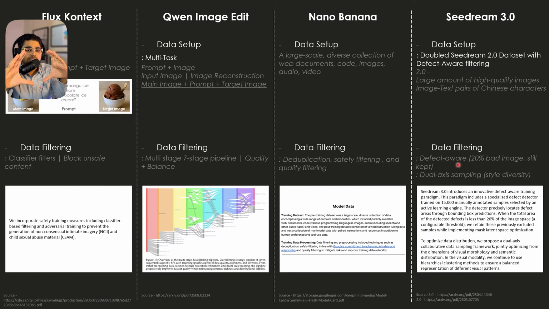Now let's say you have 100% of the image. This defect aware approach understands how much percent of the image is bad. If it is less than 20%, they are going to use it in the training set. If it is more than 20%, they're going to remove it from the training set. And that is why they were able to double the training data from 2.0 to 3.0. And apart from that, they use dual axis sampling, which basically means having a different variety of styles. Okay, so this is data setup and data filtering.